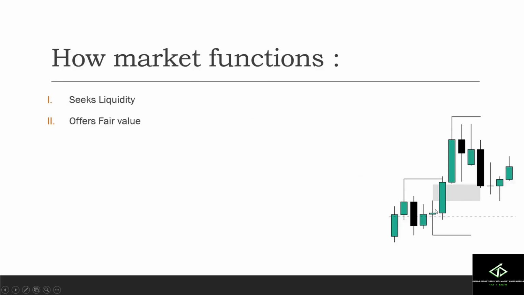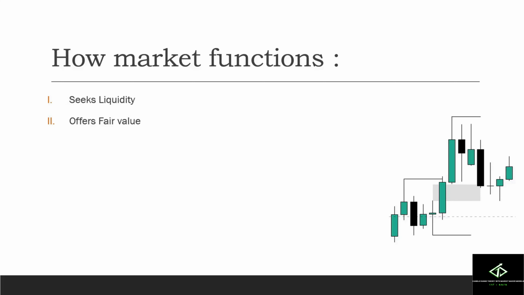And when price takes the liquidity in a very violent move, what happens? It comes back to fill that gap, right? When price comes to fill this gap, we say it is offering fair value, right? So price moves for only these two reasons, right?